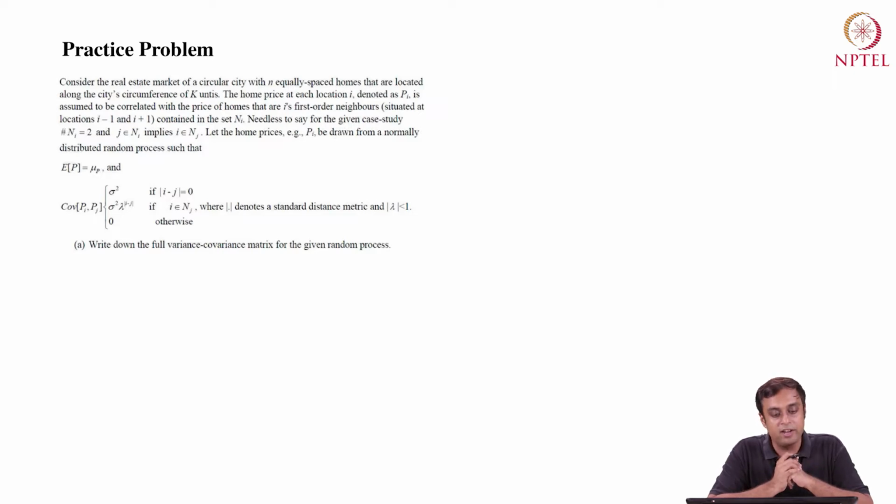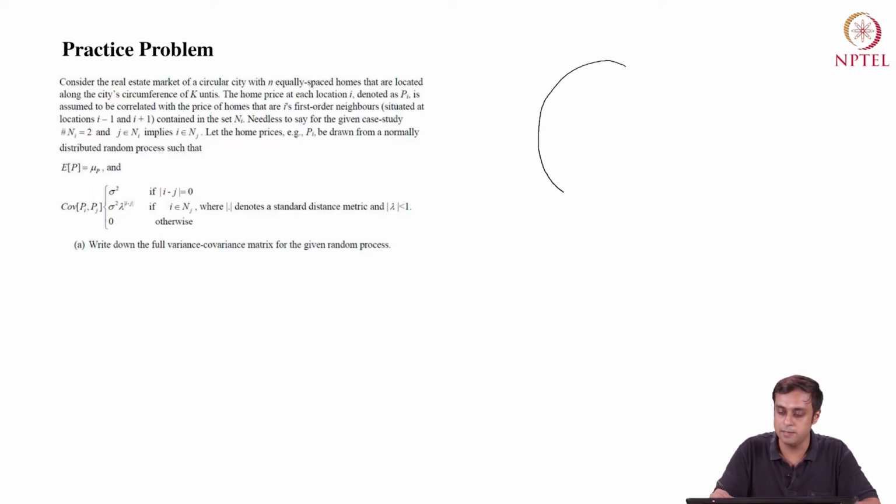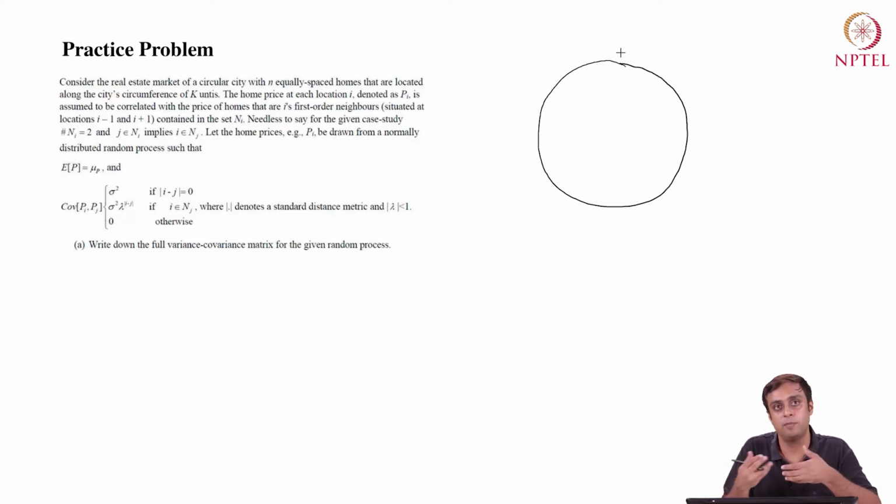Consider a real estate market for a circular city with n equally spaced homes that are located along the city's circumference of k units. So what we are talking about is a circular city. I'm going to draw a circle. And now we have n equally spaced homes. The circumference of this circle is k, and there are n homes which are equidistant from each other.